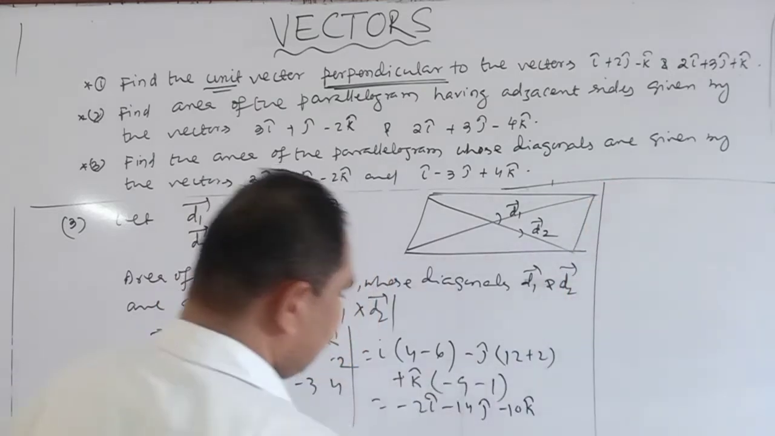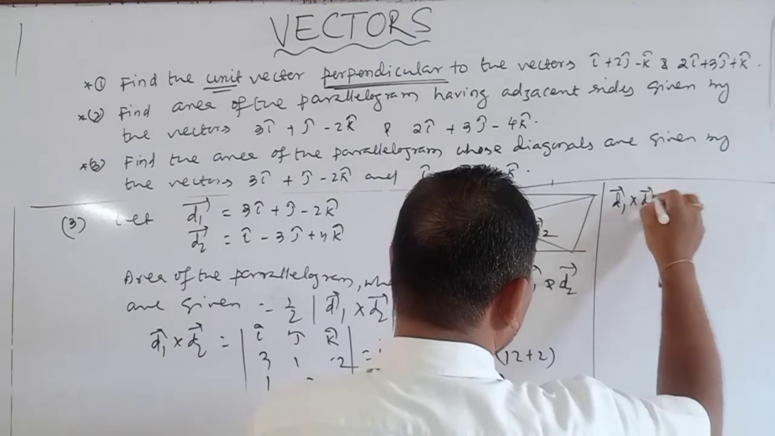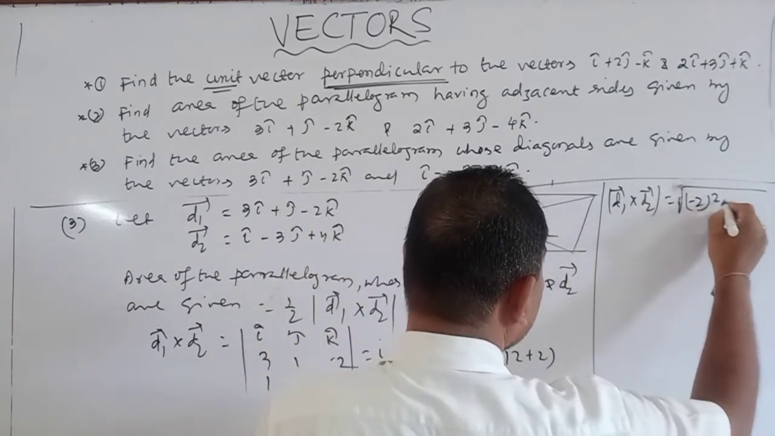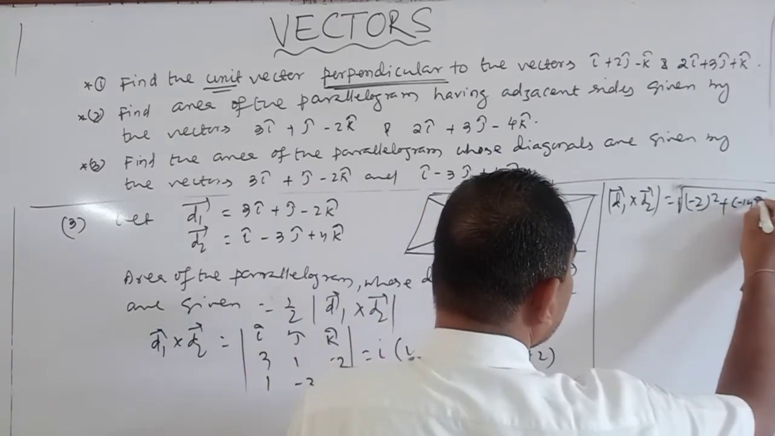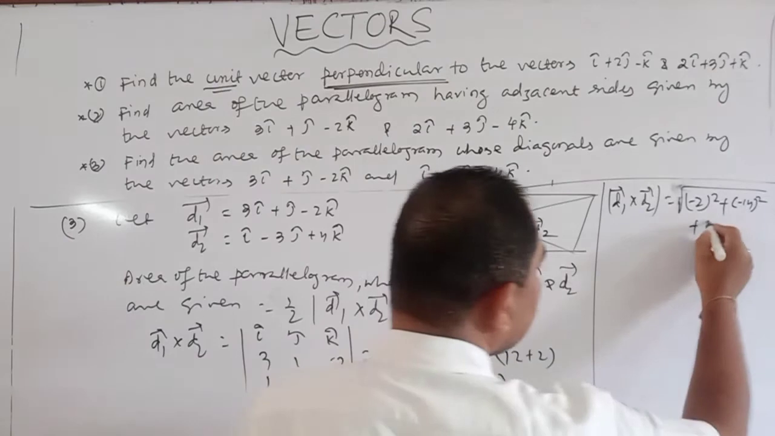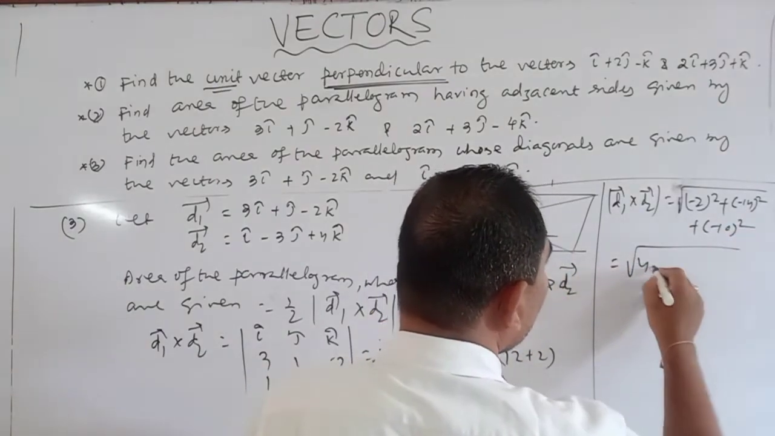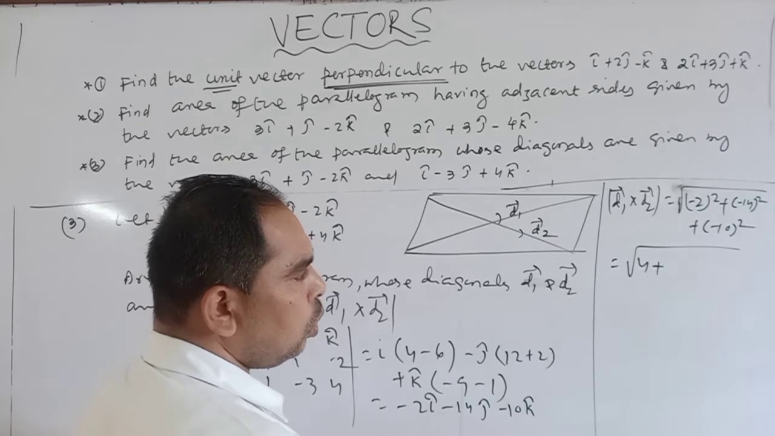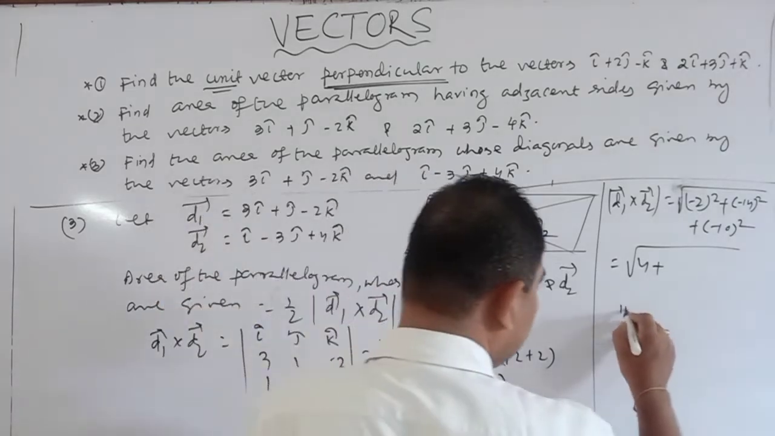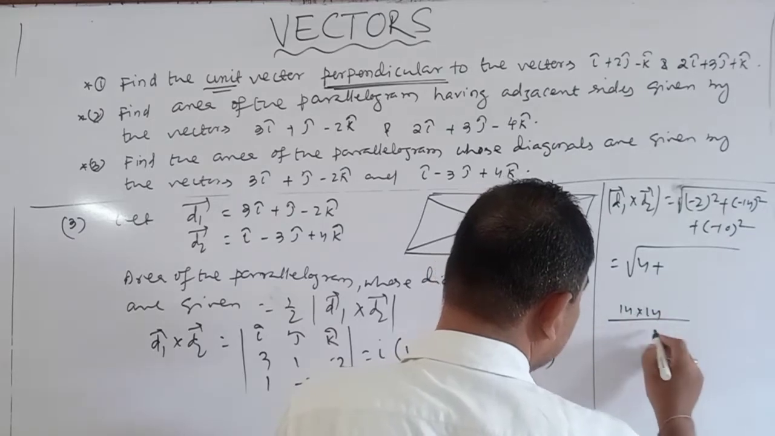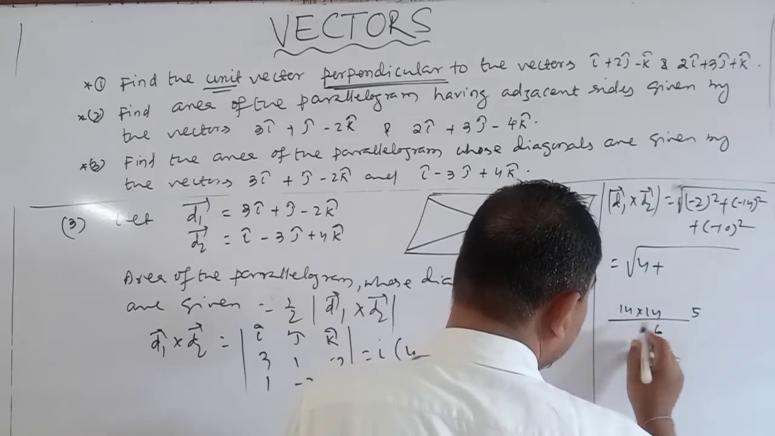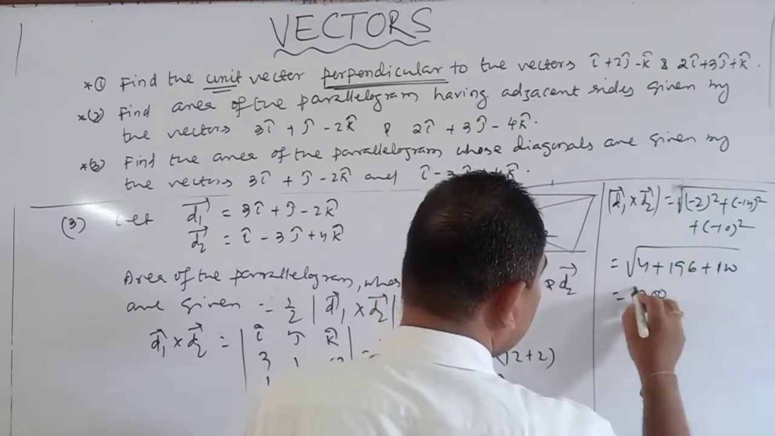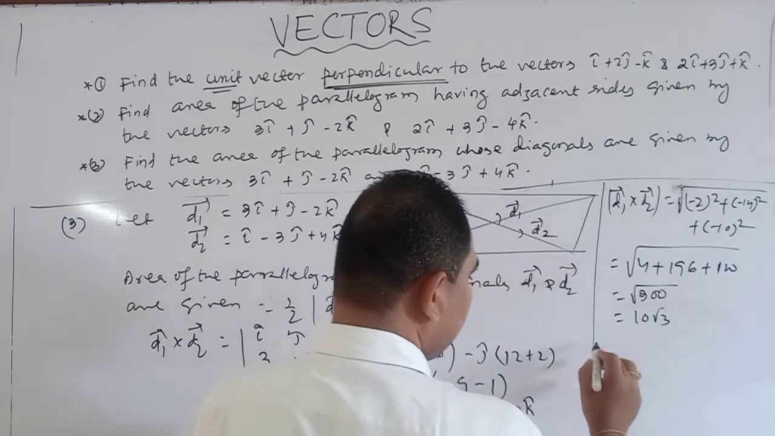Therefore the magnitude of d1 cross d2 is equal to the square root of i coefficient minus 2 whole square, plus j coefficient minus 14 squared, plus k coefficient minus 10 squared. That is 4 plus 14 squared, 14 into 14 is 196, plus 100, so 300, root 300, which is 10 root 3.